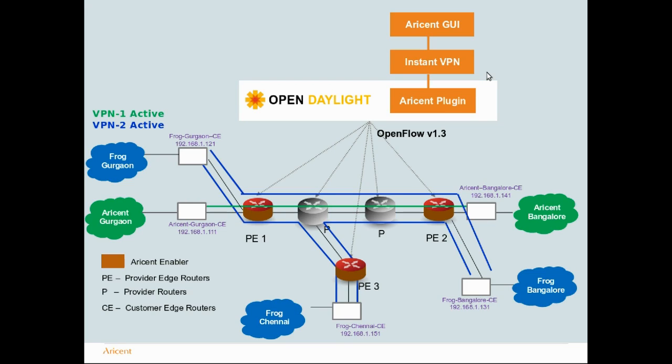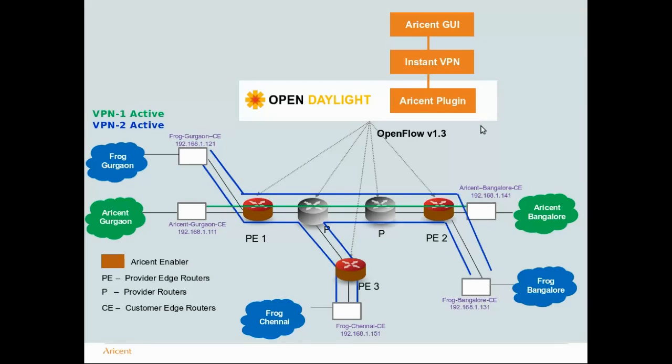Hello everyone. Today we shall demonstrate the InstantVPN application from the Aricent SDN application suite. We are demonstrating how VPN services are provisioned in a transport or backhaul network by an enterprise customer without an administrator having to modify the network parameters manually. The InstantVPN application, developed on top of the OpenDaylight controller, leverages OpenFlow for managing transport services in the network.